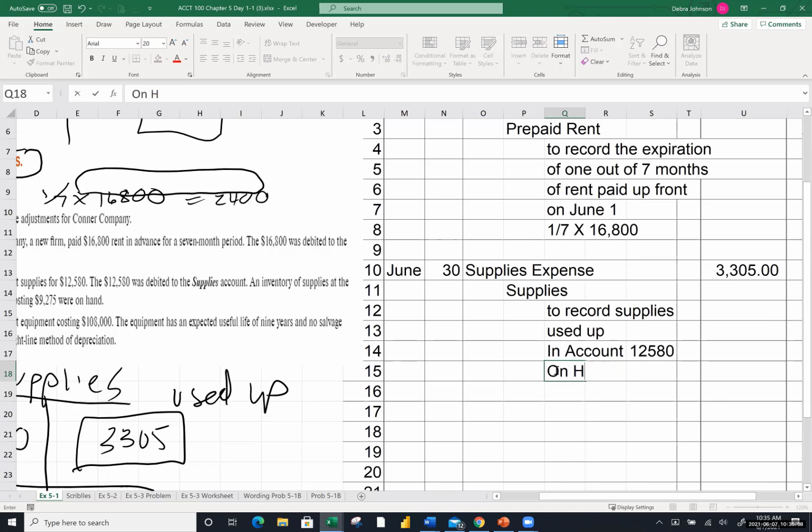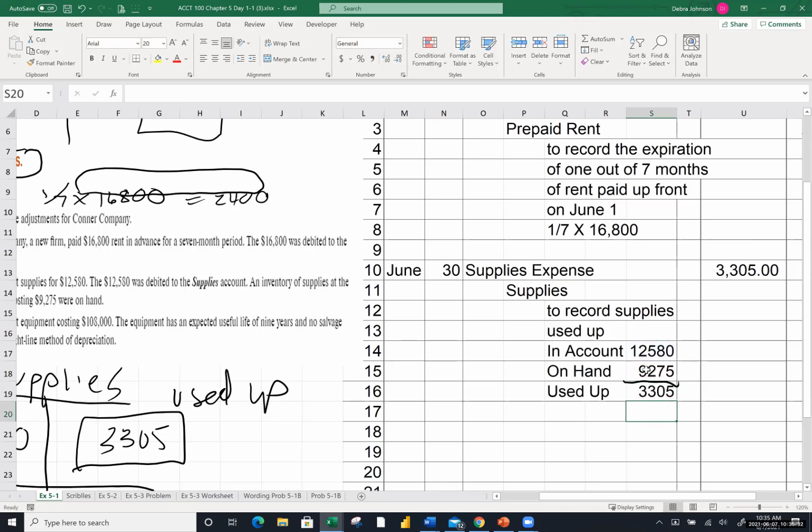And on hand, there was 9,275. So used up would be the difference. Put a little line in there to show taking the difference. That's how we came up with it.